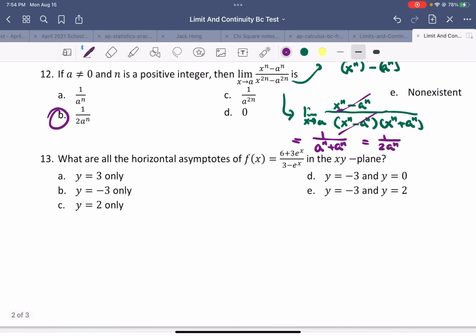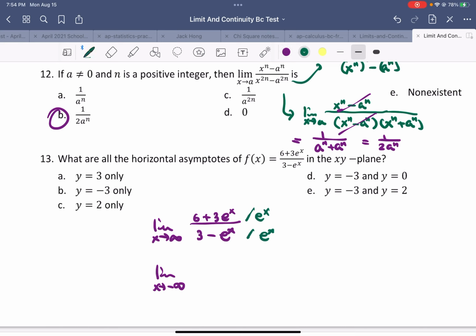Number 13. What are all the horizontal asymptotes for that? Again, for horizontal asymptote, take the limit as x approaches infinity, or take the limit as x approaches negative infinity. You have to do both. Okay? So this one, let's do that. 6 plus 3 e to the x over 3 minus e to the x. So you can divide by e to the x.